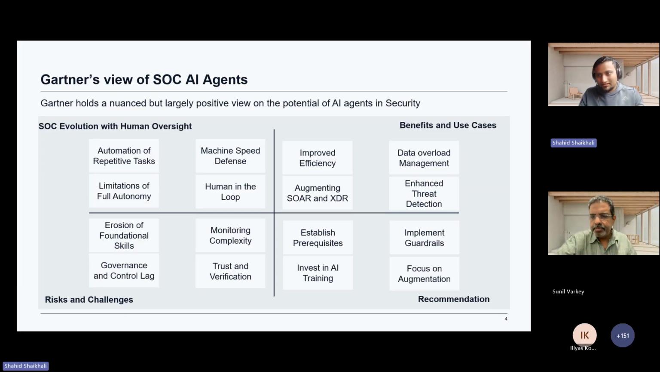There are benefits with improved efficiency, data overload management, augmentation of SOAR and XDR, and enhanced threat detection, but there are risks as well. And one of the panelists pointed this out in a very specific manner. The biggest risk that we face right now is erosion of skills. Gartner warns that an over-dependence on automation and AI could lead to an erosion of foundational security knowledge amongst the SOC teams or amongst the cyber defenders.